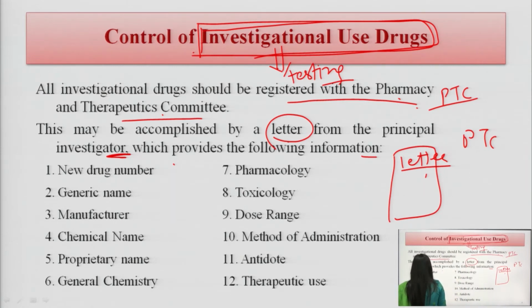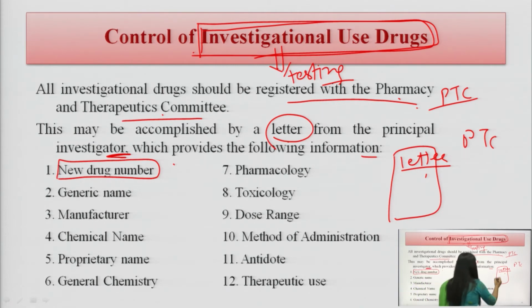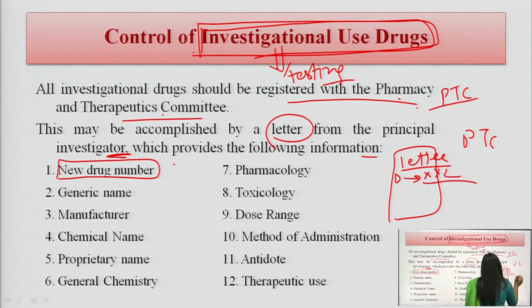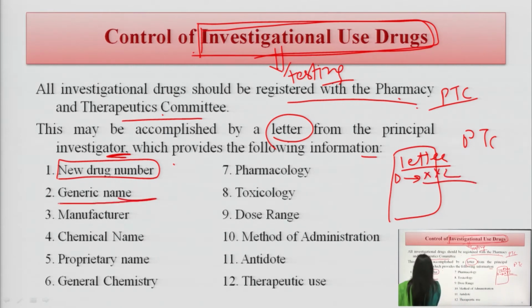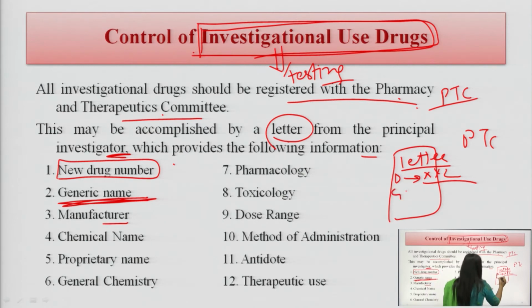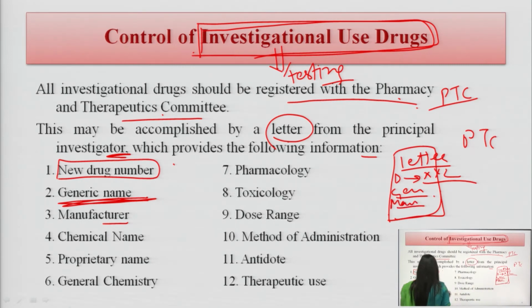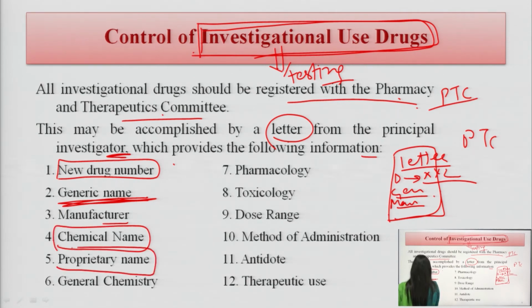The information written in that letter is a new drug number. If any drug is there, there is a unique ID, for example XYZ. Then the generic name of the drug. Then there is the manufacturer. After the generic name of a particular drug, we provide who is manufacturing the drug. Another is the chemical name of the drug, and any brand name, the proprietary name.